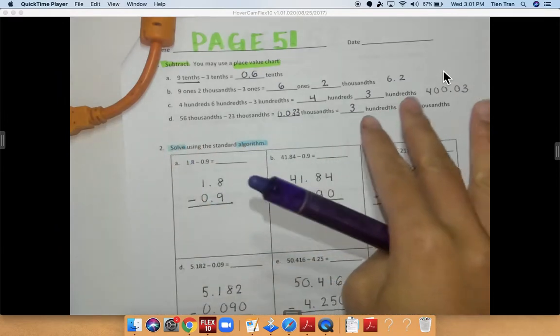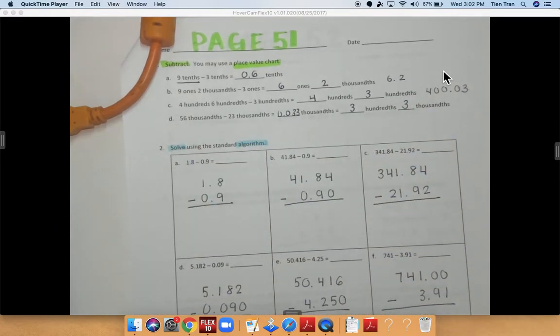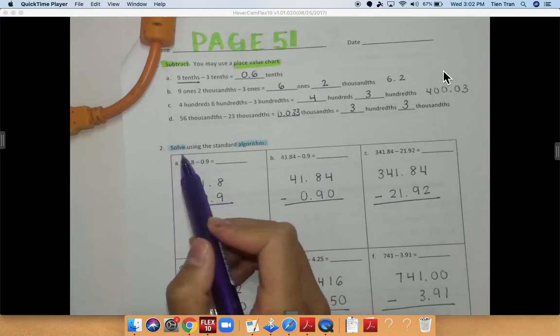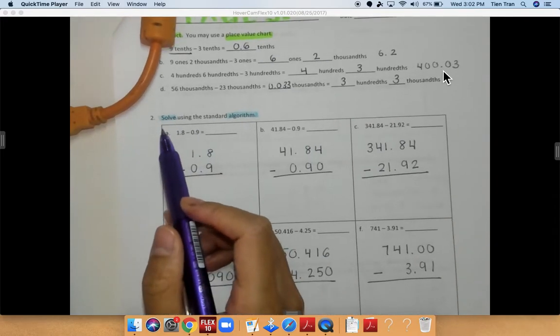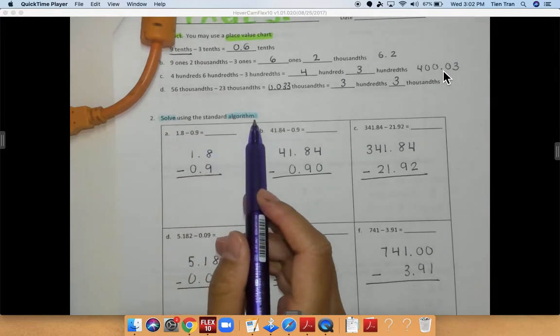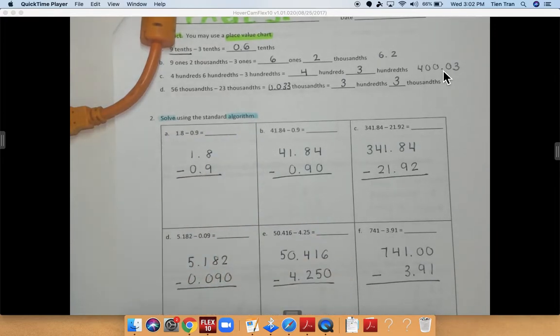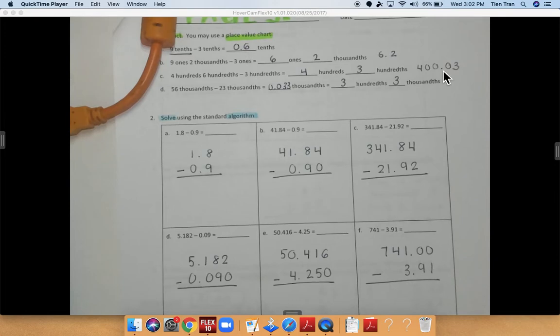I find the words a little bit difficult because you need to go back and look at your place value chart and make sure everything is in the right place. It's very, very hard to do in your head, so make sure you're using your place value chart. Now, for problem number 2, they ask you to solve using the standard algorithm. So you need to make sure you're subtracting it like a subtraction problem. In subtraction and addition, your decimals always align.